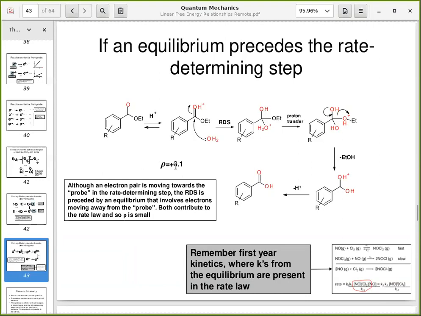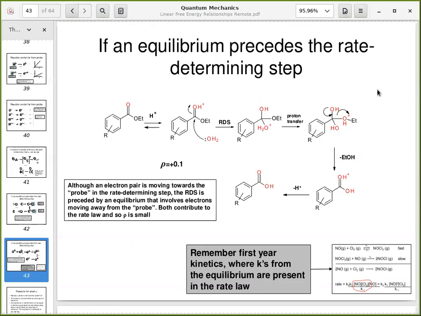You can see it's got a very low reaction constant. I like this example because this example is hydrolysis of ethyl esters. We've looked at hydrolysis of ethyl esters before, and we got a huge positive rho of 2.55 for it. But that was base catalyzed hydrolysis of esters. This here is the acid catalyzed hydrolysis of esters.